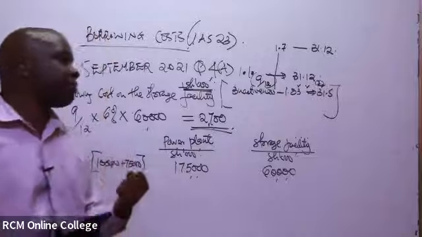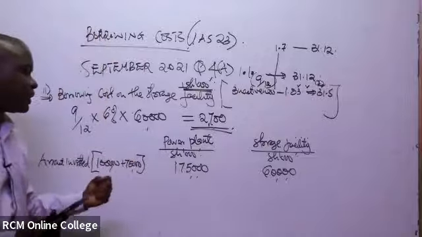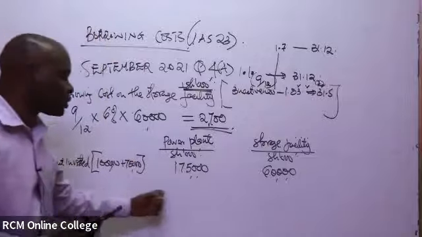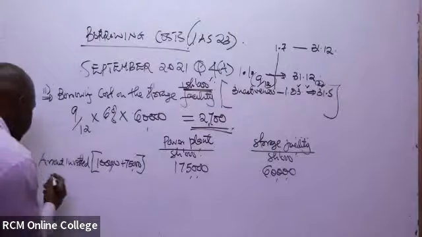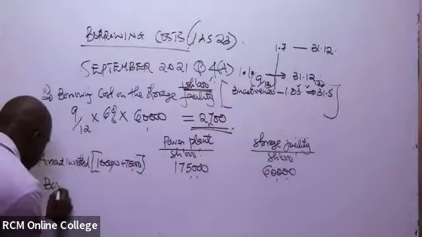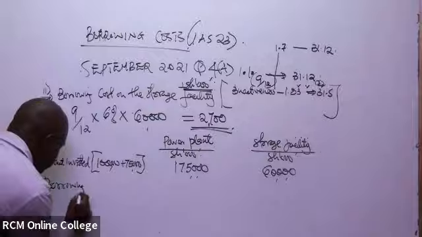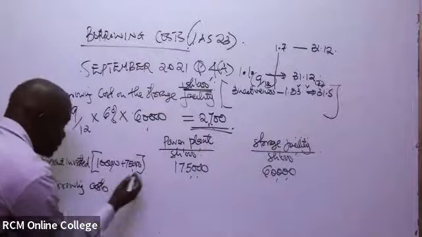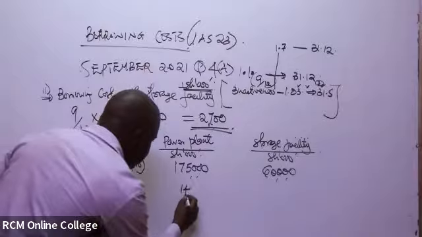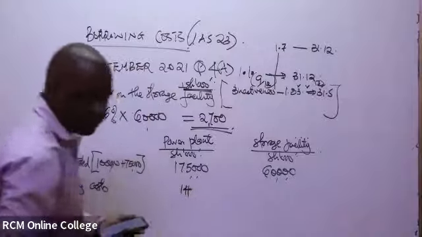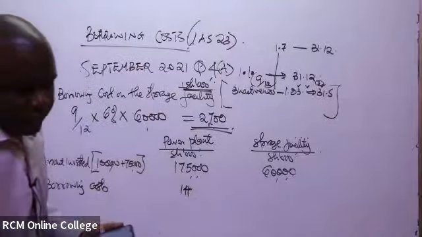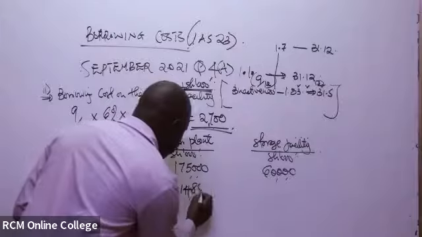So it means that by the end of the year, to know the value of the asset, we have to include the borrowing cost incurred. So we'll include the borrowing costs. And of course, for this one, it has been 14,850. Yes, 14,850.